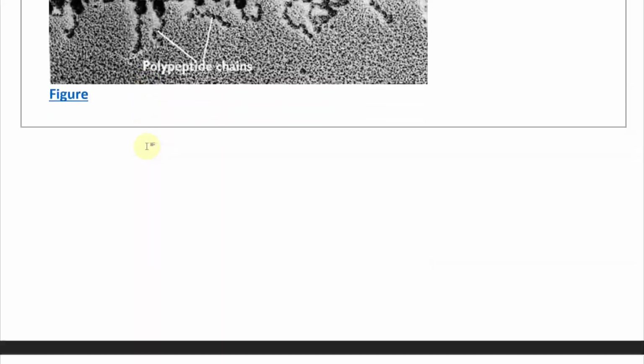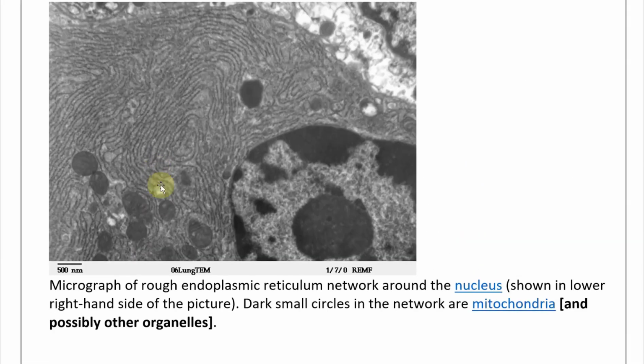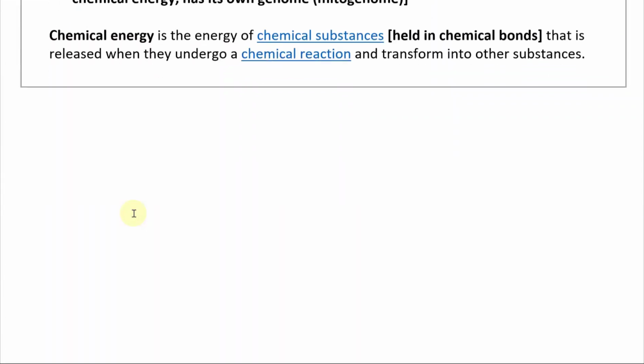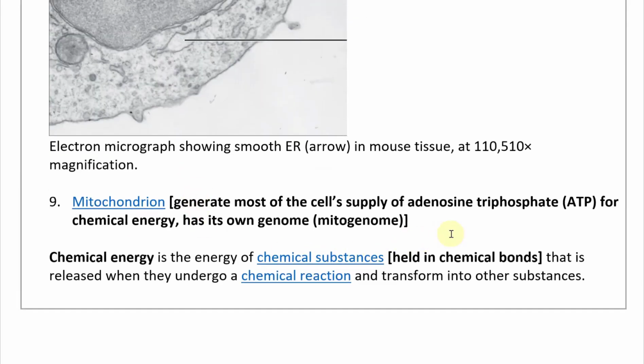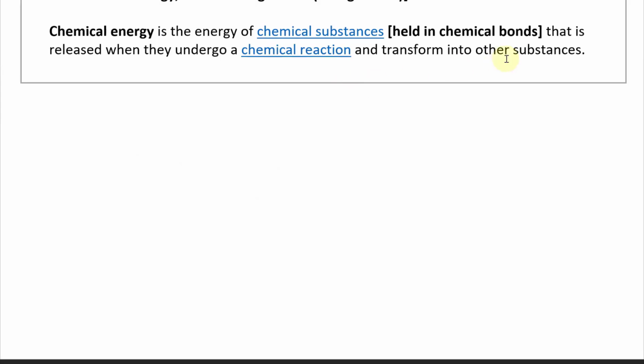And let's just go up further. I believe there was one of the images that had that, this one right here. This one had the mitochondria and the dark circles, those lines across. Yes, let's go over to it. Number 9. So it produces the chemical energy, this ATP. Chemical energy is the energy of chemical substances held in chemical bonds that is released when they undergo a chemical reaction and transform into other substances.